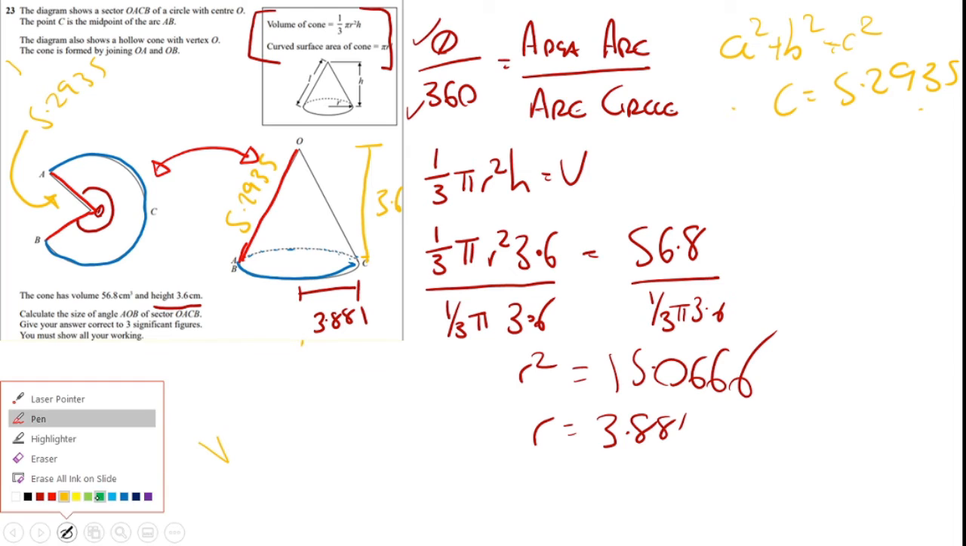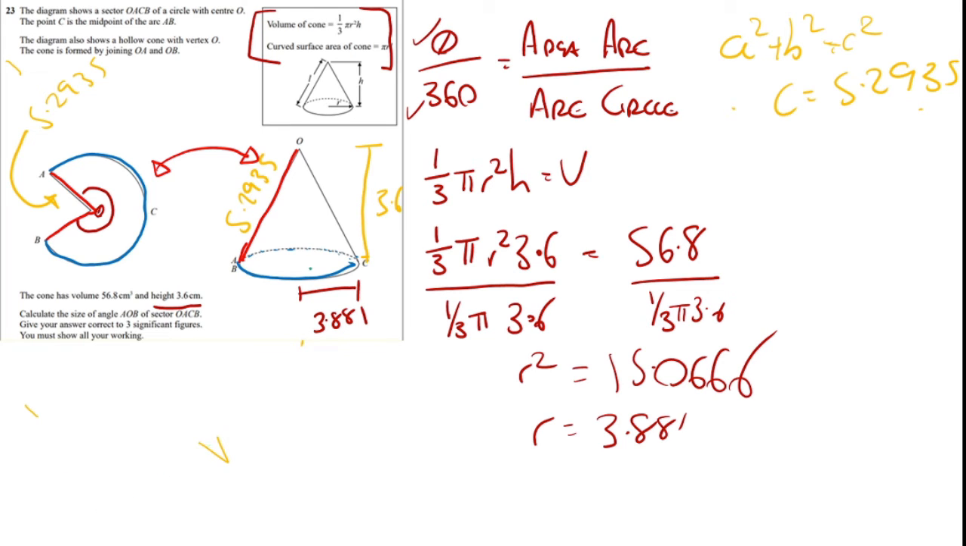Okay, so now we're getting somewhere. Now we can find out the area of the sector if it was a circle. If it was a circle, it's just going to be pi r squared, which is pi times 5.2935 squared. So I square that answer and then times by pi, which gives me 88.034, which is the area of the circle.